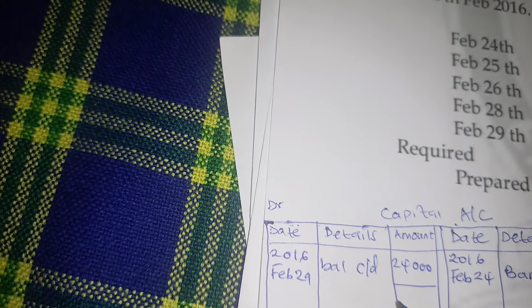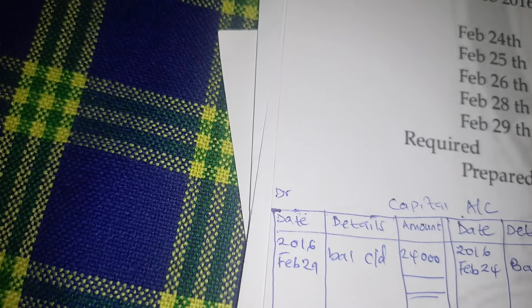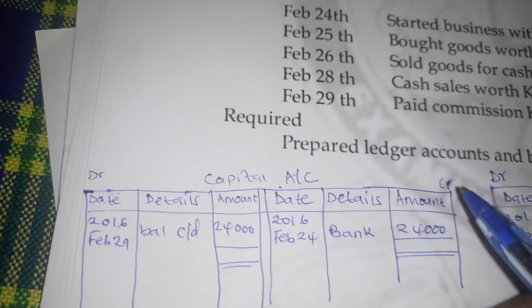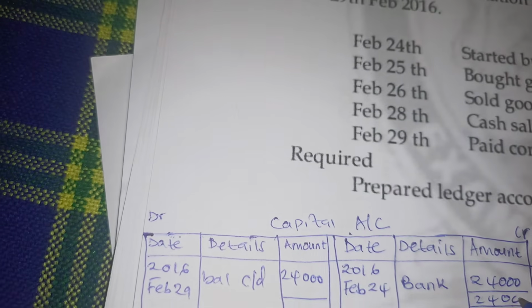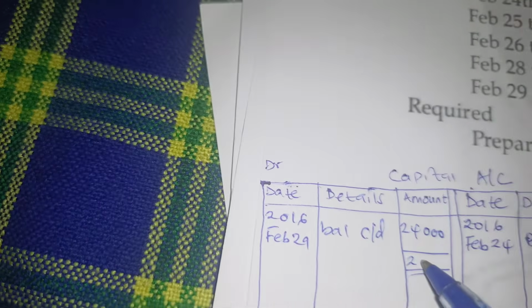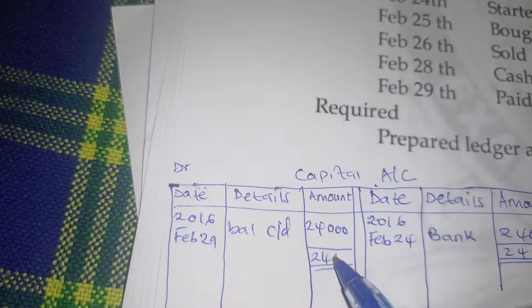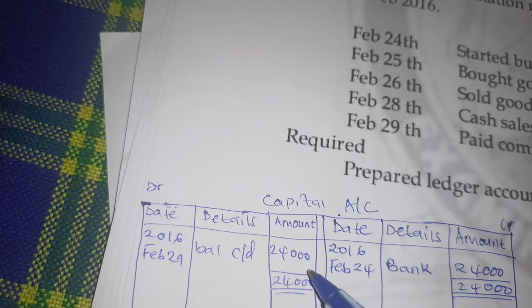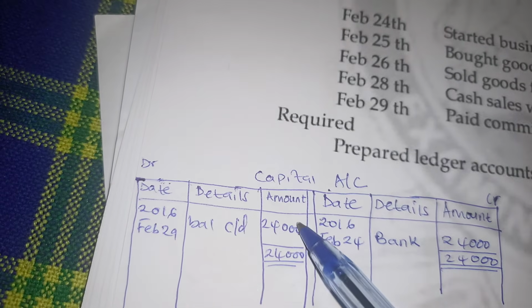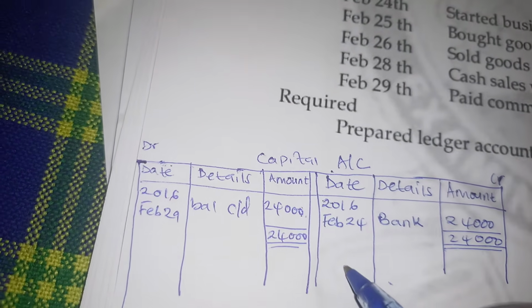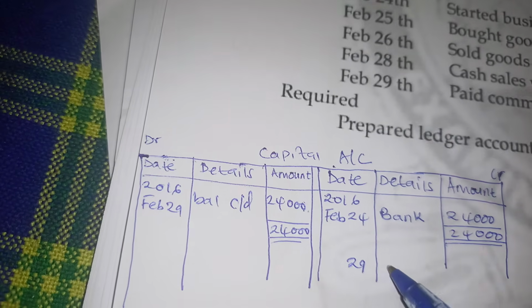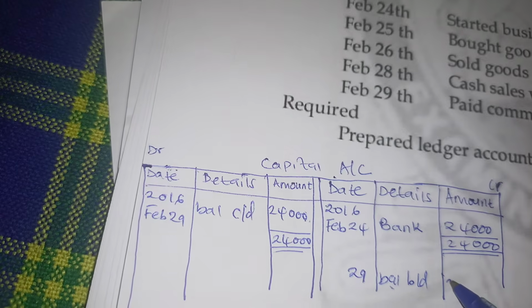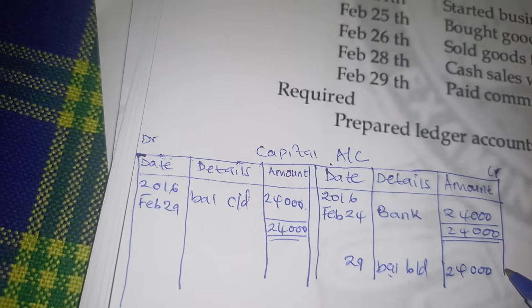And we get the totals for both the debit and the credit side. This gives us 24,000. This other side, 24,000. And always remember to bring down our balance on the opposite side. So on 29th February, the balance brought down is 24,000.